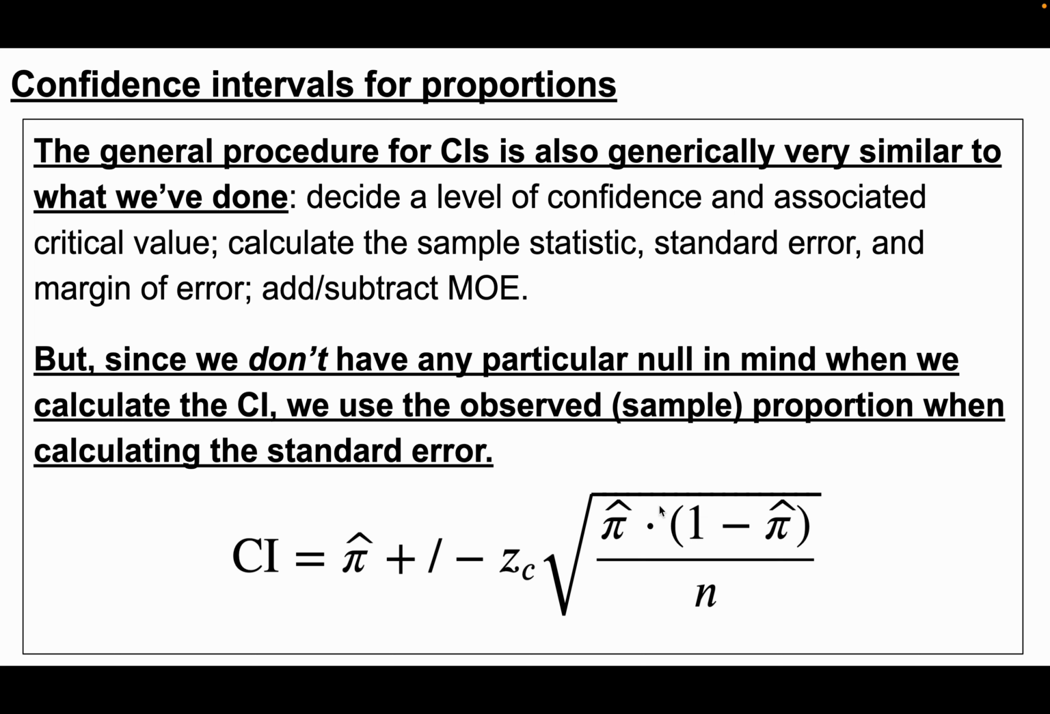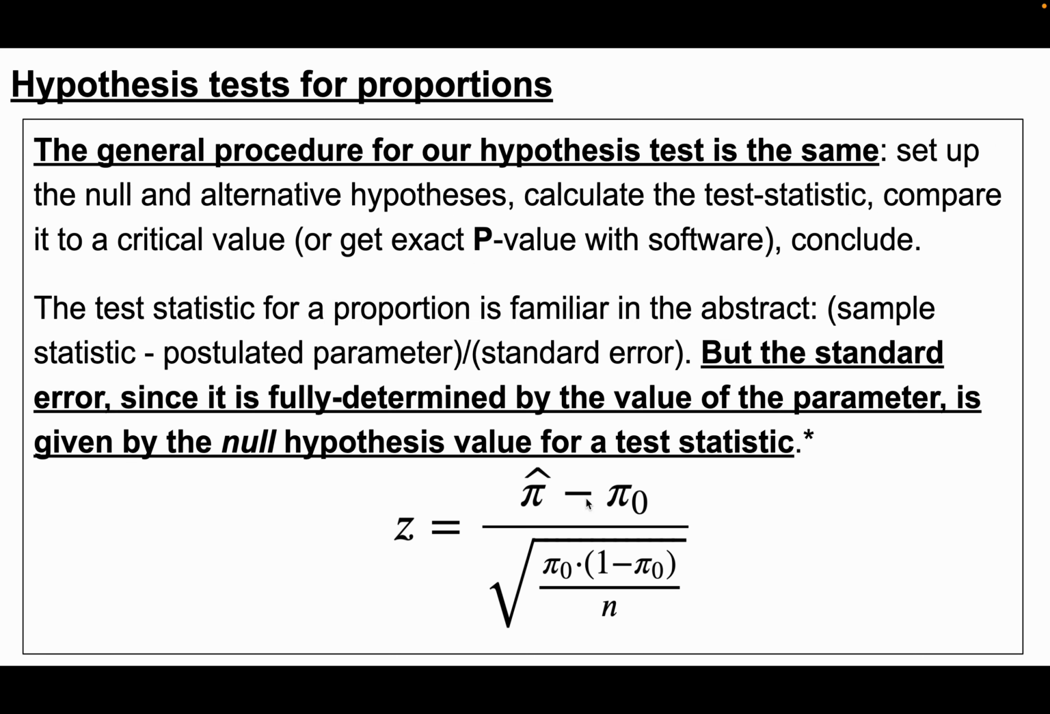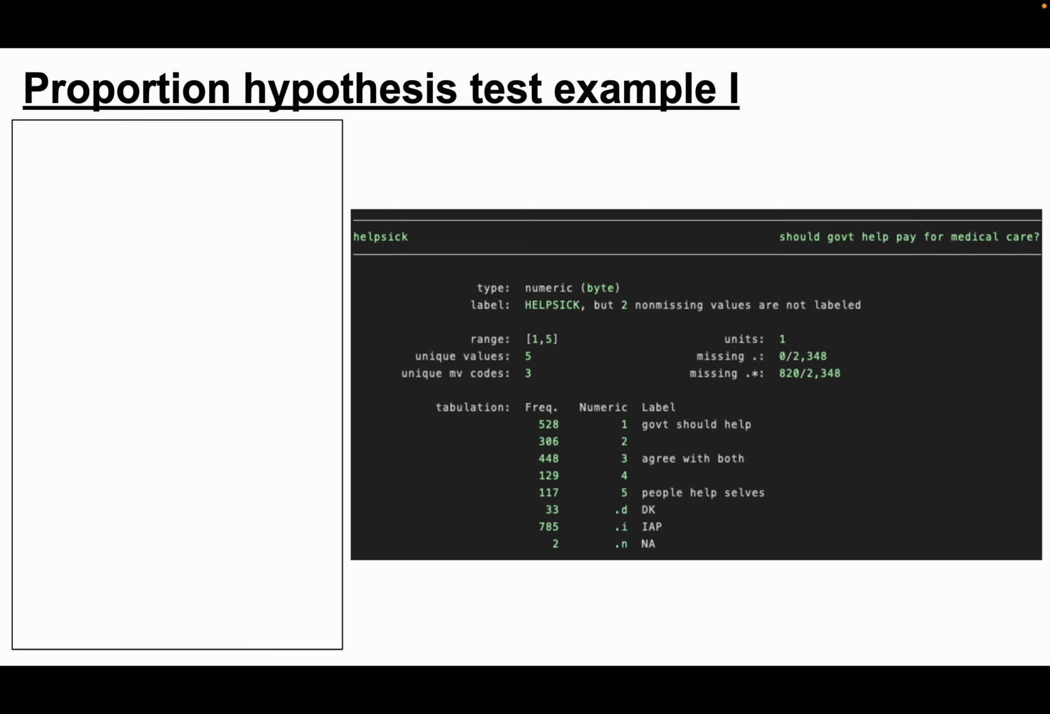So here we just use pi hat and 1 minus pi hat. Note that these two will be similar if our null hypothesis value is close to what we observed, and the difference will grow as our null hypothesis value gets farther and farther from the observed one. Just something to note. So let's look at an example. We're going to dive right in.